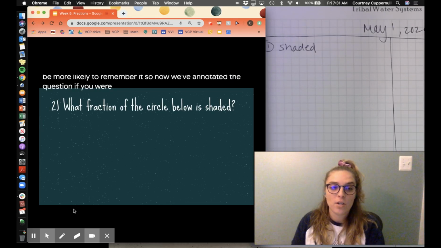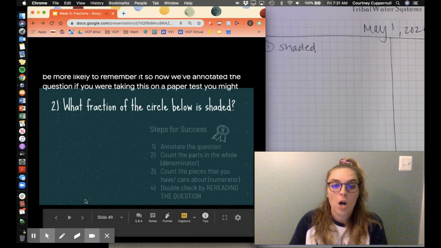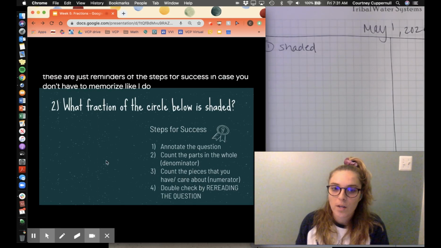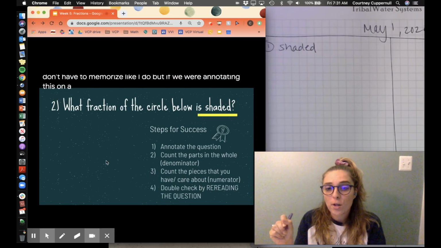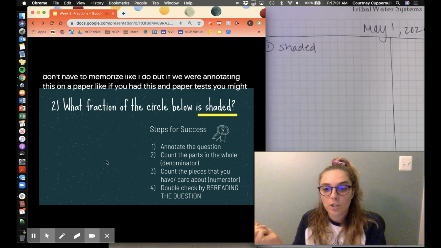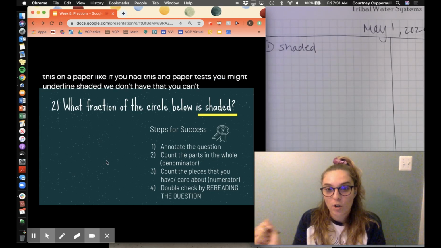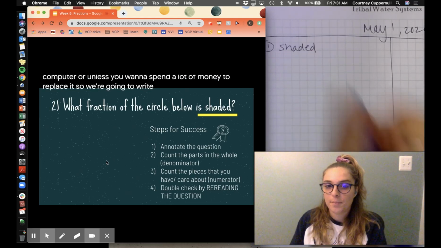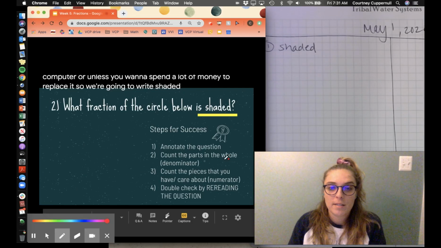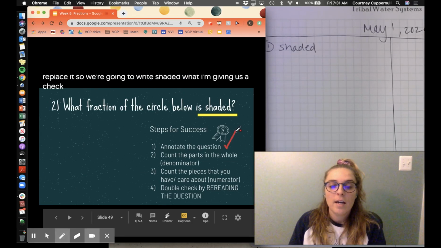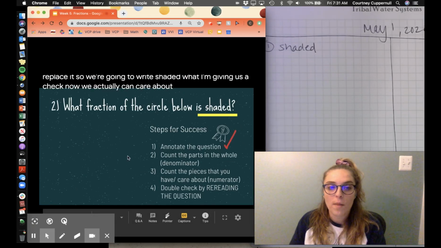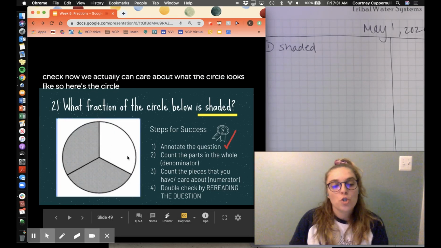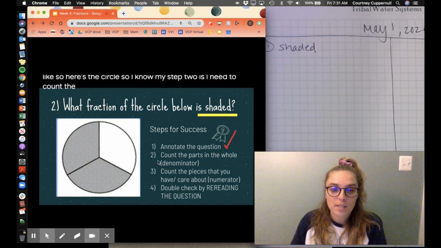If you were taking this on a paper test, these are just reminders of the steps for success in case you don't have them memorized like I do. But if we were annotating on paper, you might underline shaded. We don't have that. You can't write on a computer, unless you want to spend a lot of money to replace it. So we're going to write shaded. So we went ahead and did step 1. I'm giving us a check. Now we actually can care about what the circle looks like. So here's the circle. So I know my step 2 is I need to count the parts in the whole.